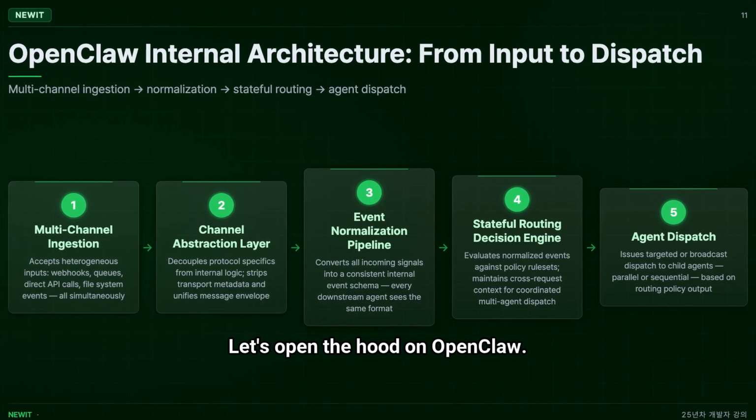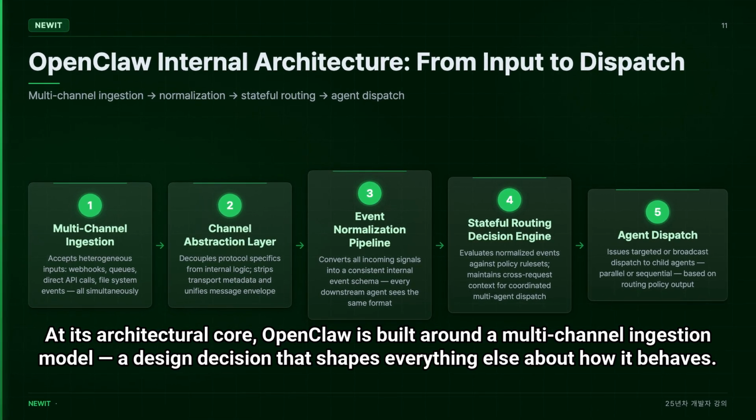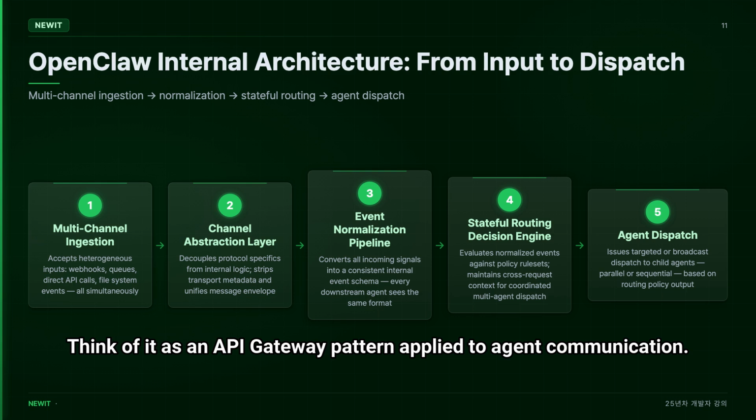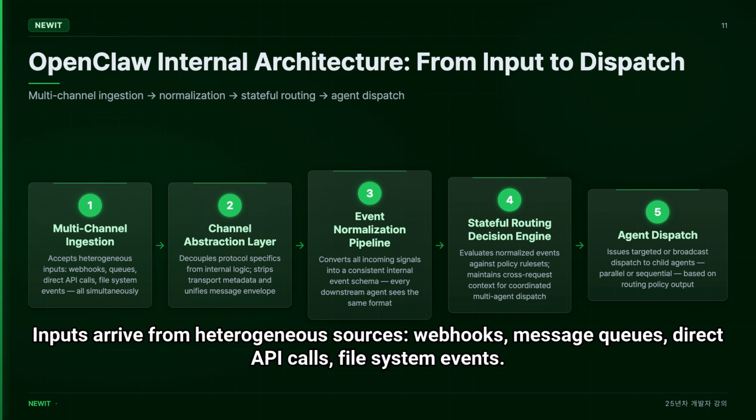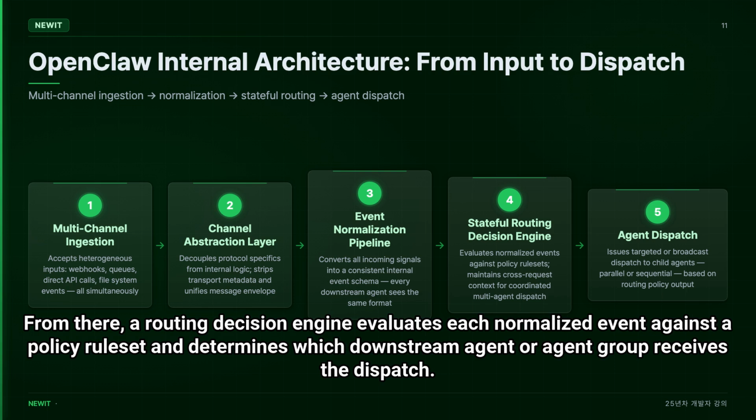Let's open the hood on OpenClaw. At its architectural core, OpenClaw is built around a multi-channel ingestion model, a design decision that shapes everything else about how it behaves. Think of it as an API gateway pattern applied to agent communication. Inputs arrive from heterogeneous sources: webhooks, message queues, direct API calls, file system events. OpenClaw normalizes all of these through a channel abstraction layer, stripping away protocol differences and converting them into a unified internal event format. From there, a routing decision engine evaluates each normalized event against a policy rule set and determines which downstream agent or agent group receives the dispatch.